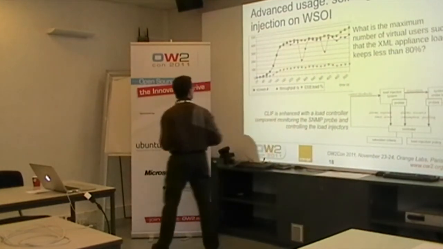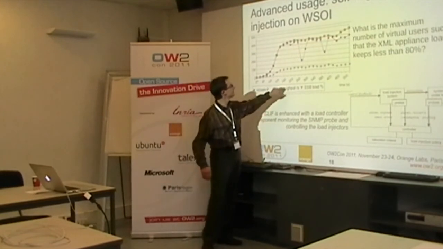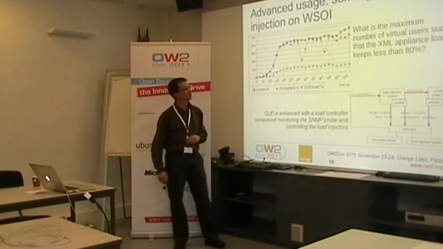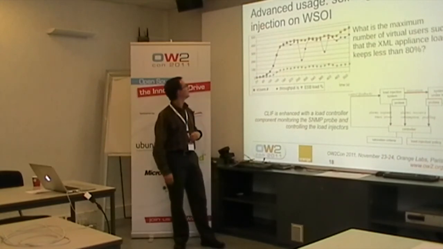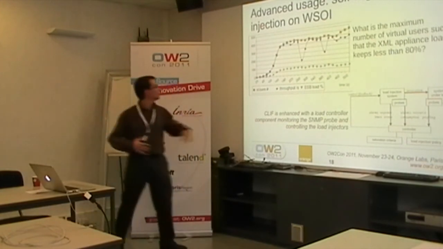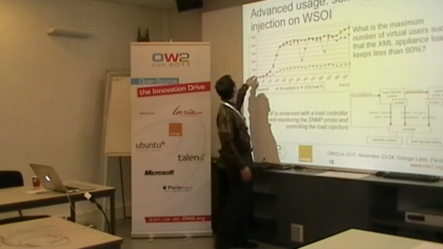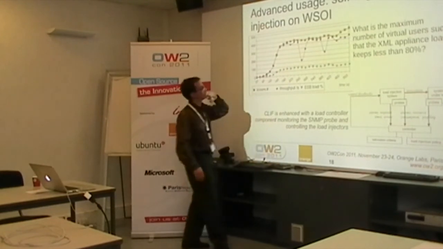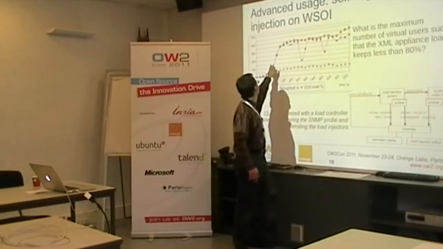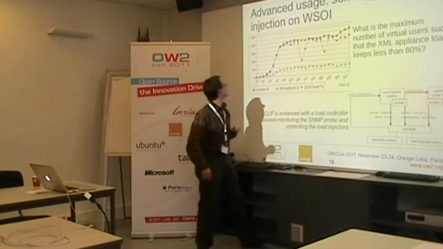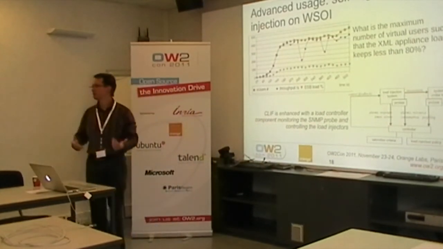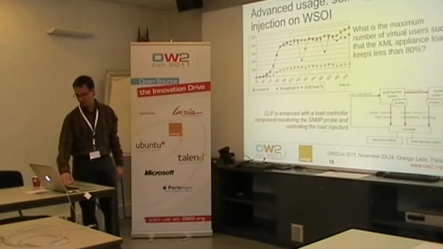So we could find in 3 minutes that this specific configuration of the XML appliance could run with 80% of load. It's here the load, 80%. It could run here in orange about 400 virtual users, and that was fully automatic. We didn't have to define a load profile.